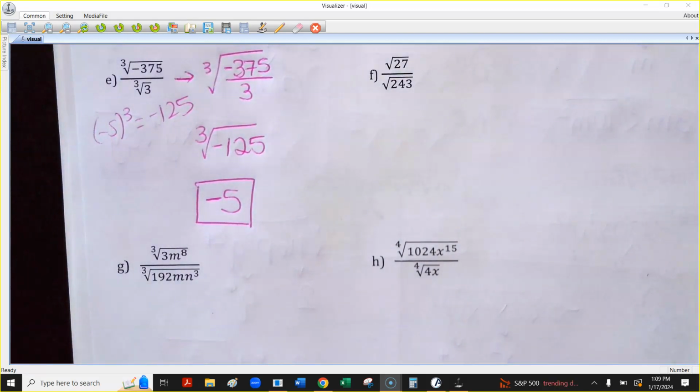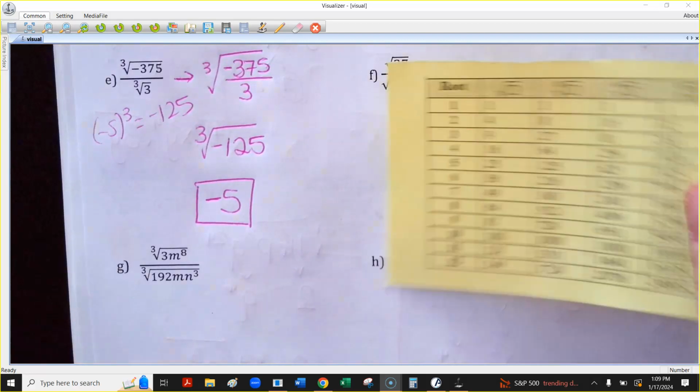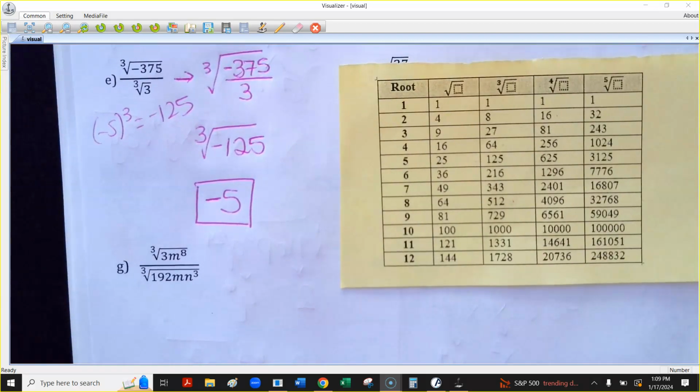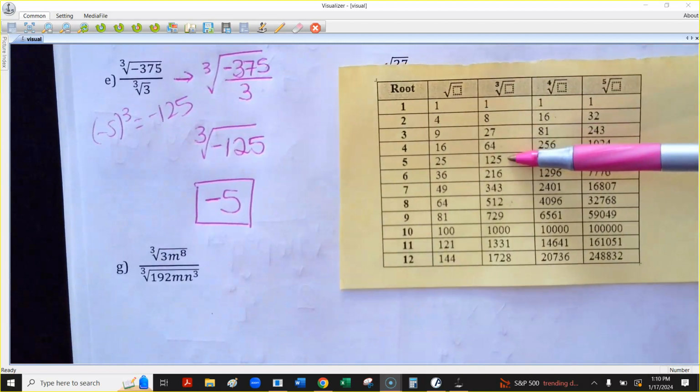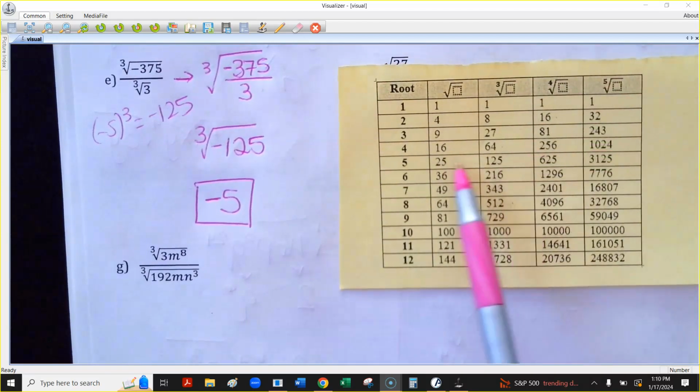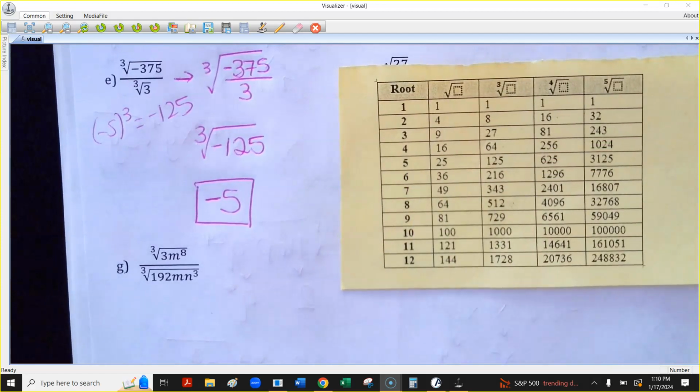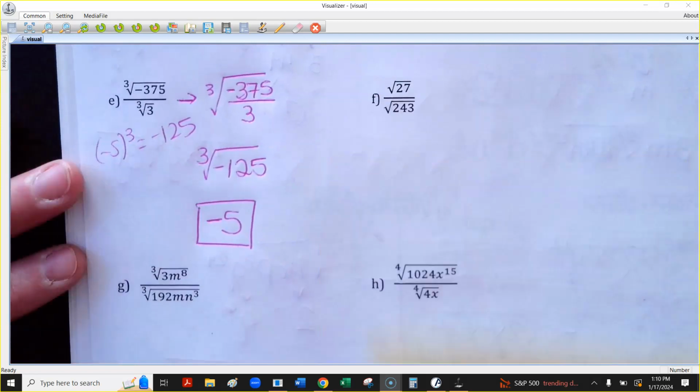And if you were like, I didn't know that, you could break it down with the factor tree. It's just everything would cancel out. Or if you want to notice that third column, 125 is on that list. And if you just back it up to the left side, that should be the root. So 125 cube root is 5. If it's got a negative, you just put a negative in front of it.